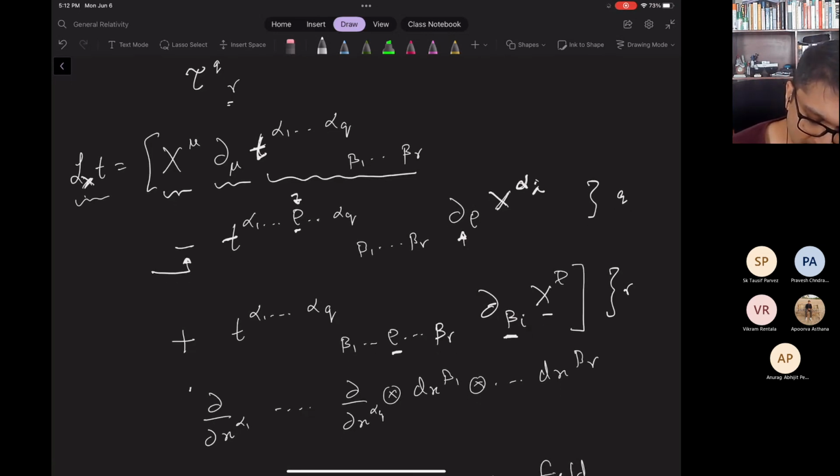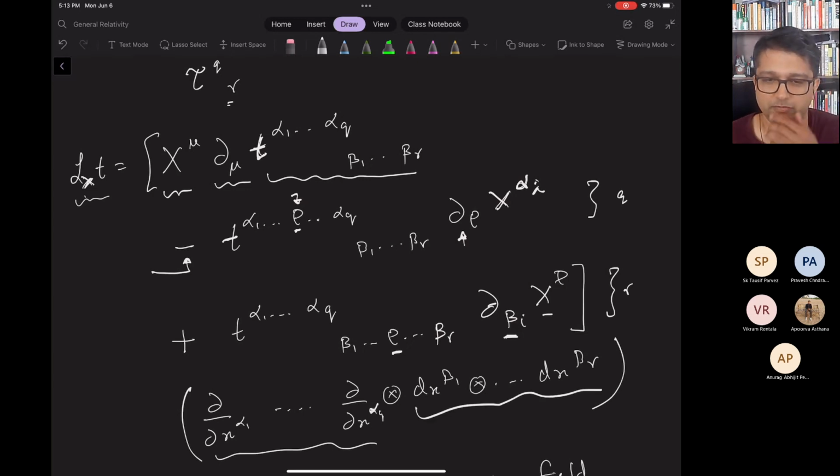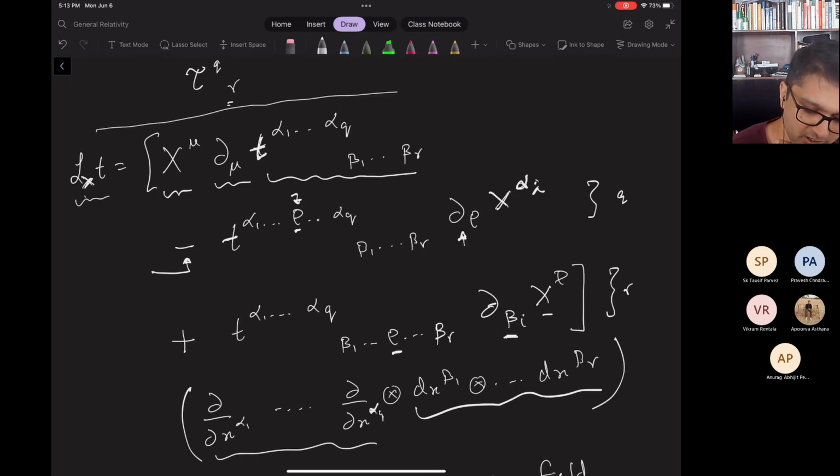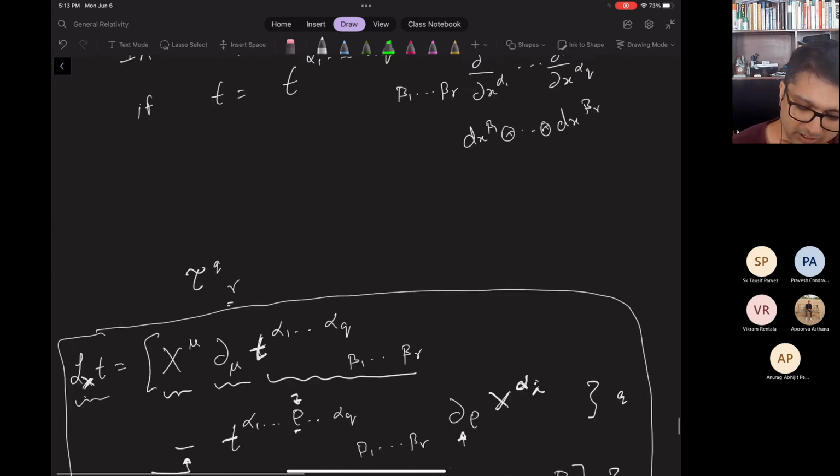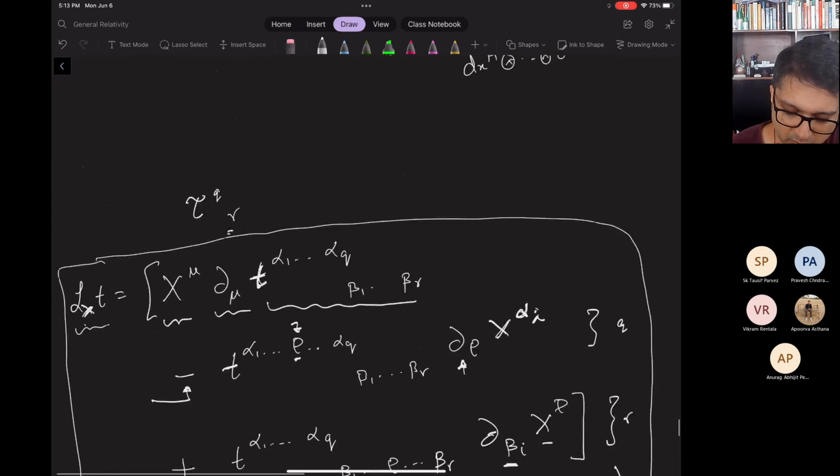And then this is a tensor. These are the tensor coefficients, of something with alpha 1 through alpha q vector-like indices and beta 1 through beta r dual vector-like indices. So this is the general form of this tensor. This formula is not there in Nakahara, but it's quite easy to work out. Actually, it's not easy, it's a bit painful, but you can work it out.